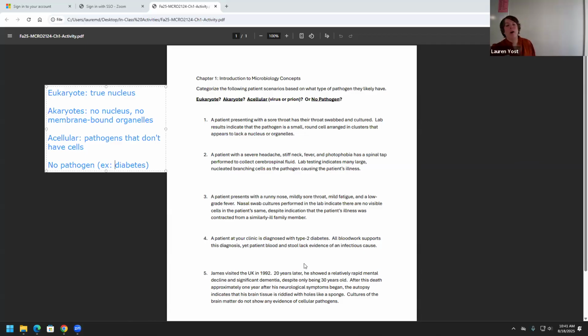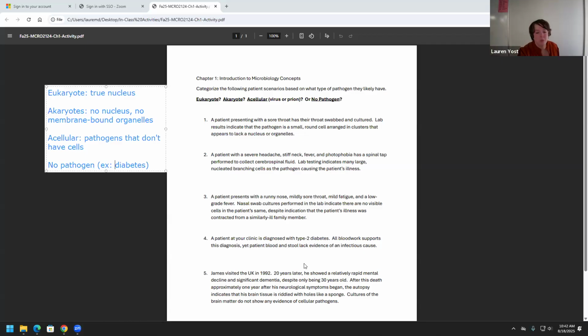All right, number 4, a patient at your clinic is diagnosed with type 2 diabetes. All blood work supports this diagnosis. Yet the patient's blood and stool lack evidence of an infectious cause. So this is still a disease. We have a deviation from what we consider normal human health, but this would be a no pathogen scenario.